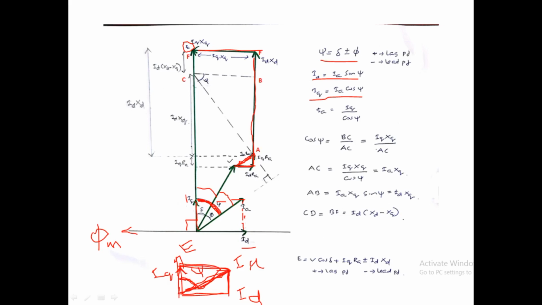Consider psi, and find sin psi and cos psi like that. Then you can easily find this relation. So from this you can say Ia is equal to Iq divided by cos psi. Is it correct?